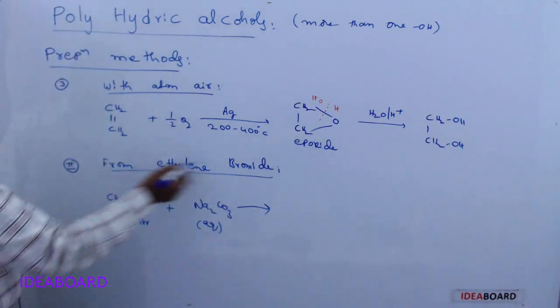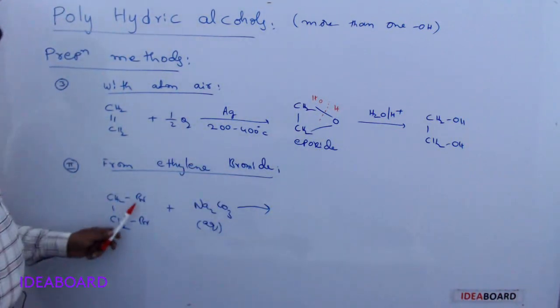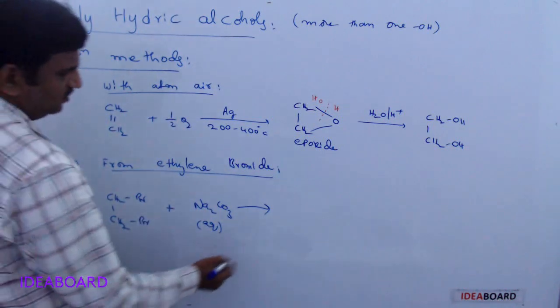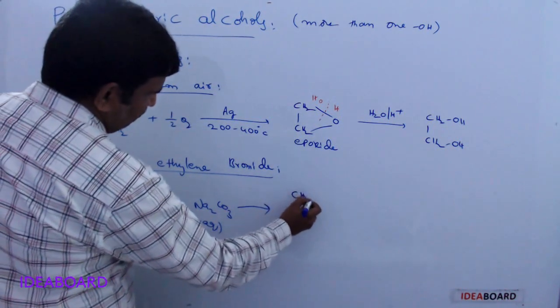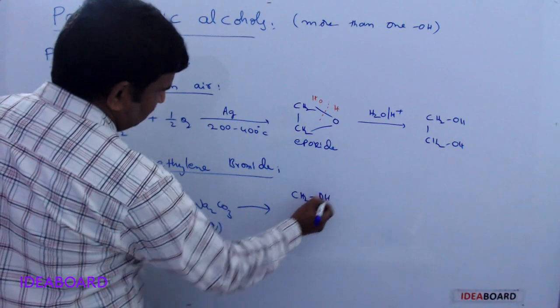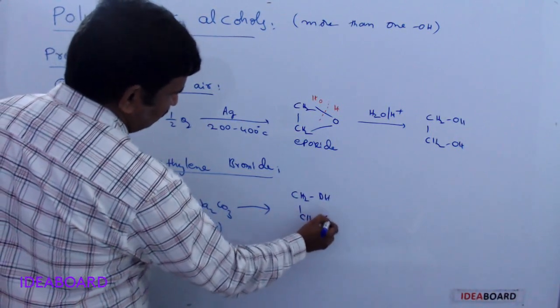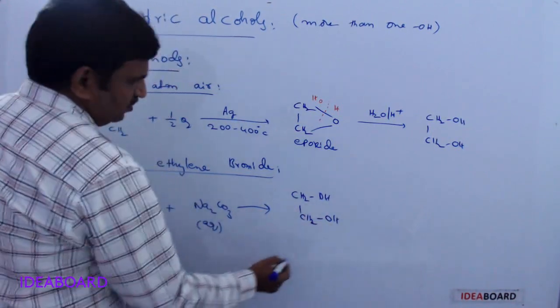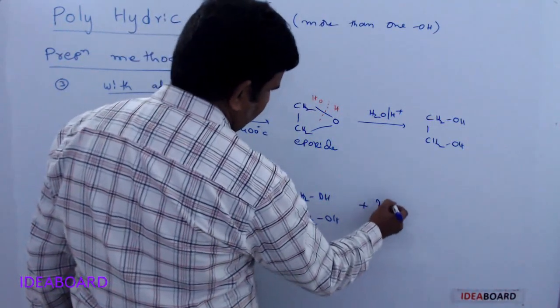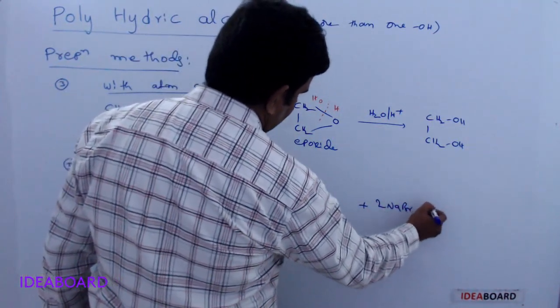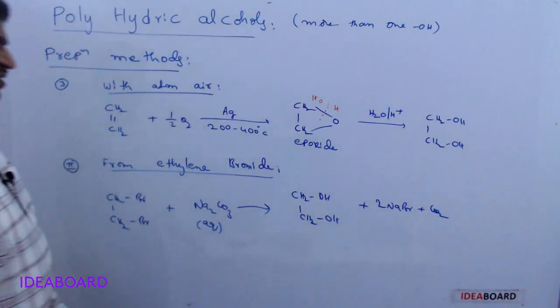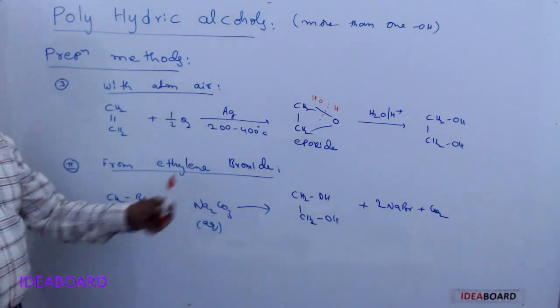And next, from ethylene bromide. Ethylene dibromide is reacted with aqueous sodium carbonate to give CH2OH and CH2OH plus 2NaBr plus CO2. The carbon dioxide is released. That is from ethylene bromide.